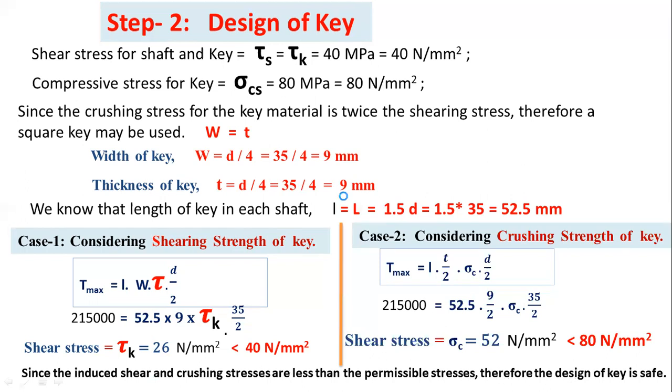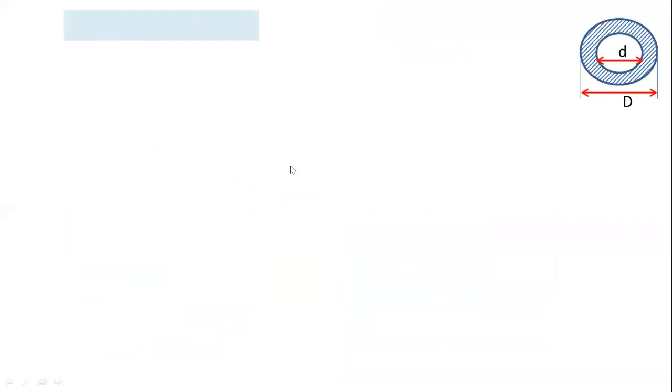In the third step, you have to design a suitable size of hub. This is the cross-sectional view of a hub. Small d is the diameter of the solid shaft, and that value is also equal to the inner diameter of the hub. Capital D is the outside diameter of the hub. Capital D equals 2 times the diameter of the shaft, so capital D equals 2 into small d.